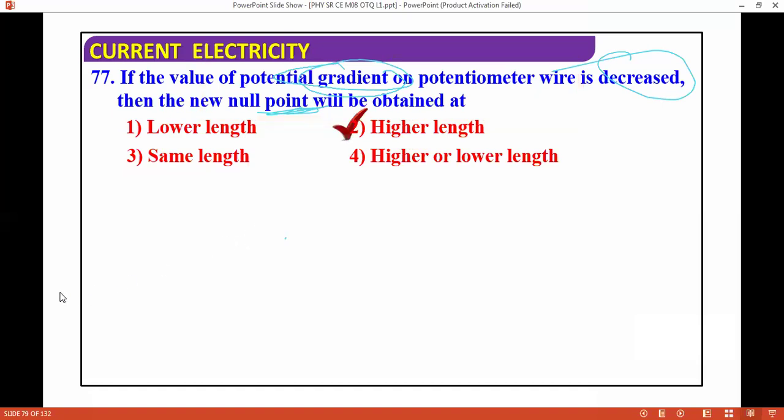Basically, the potential gradient on the potentiometer wire is decreased. The question is asking about the length, which means the null point will shift, so we need a higher length. If you know, you know. Don't mind me. Next question.